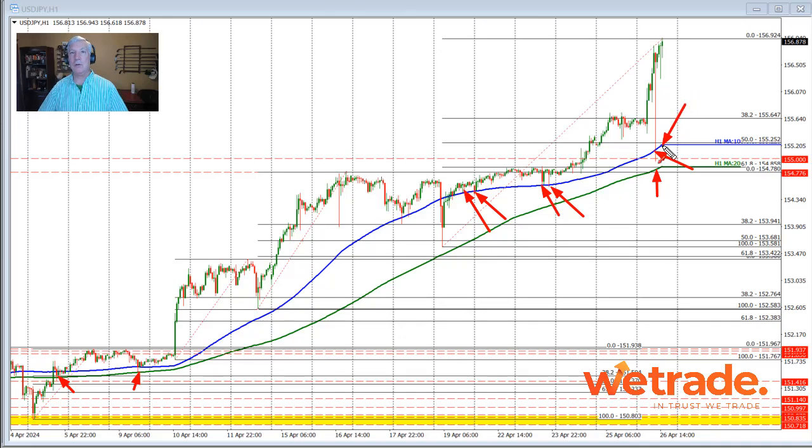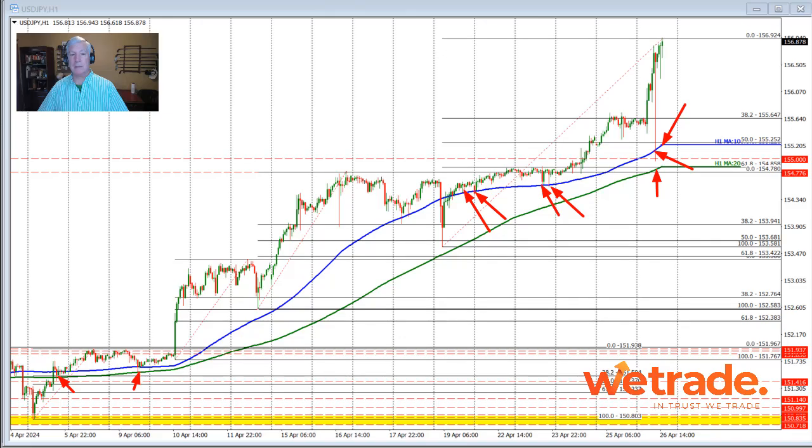Now we are further away from the 100-hour moving average. It's a big area between here and here. Traders are thinking, well, maybe 155 isn't a resistance and 160 is where we're going, and that may be true. We will see.